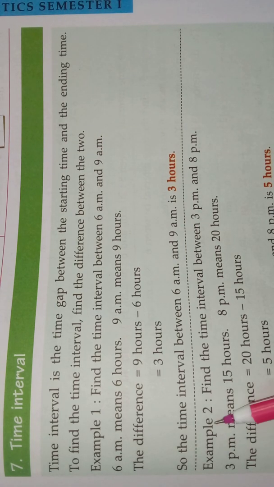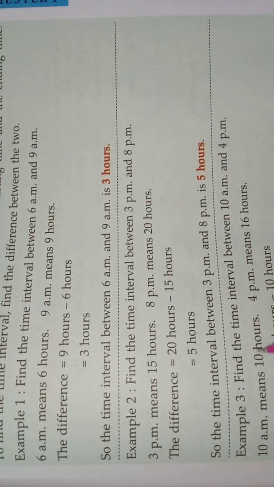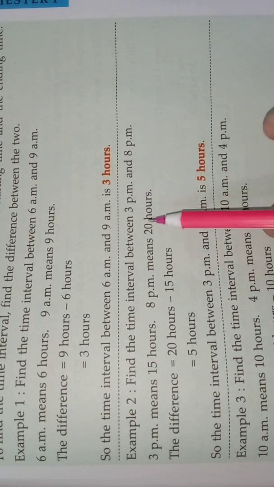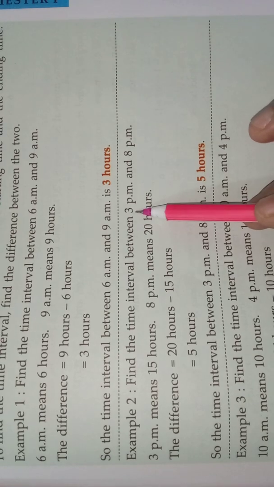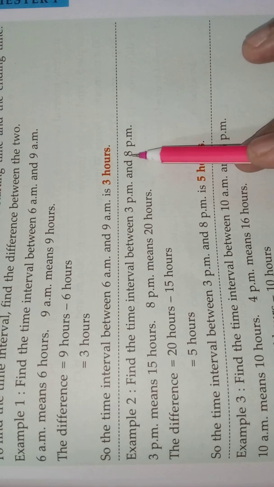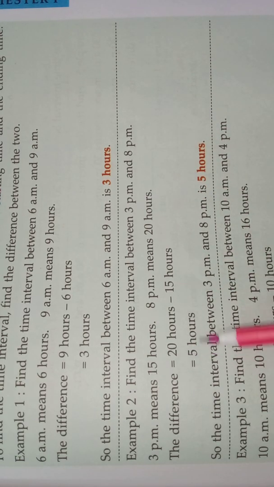Okay. Example 2. Come, we will see. Find the time interval between 3 p.m. and 8 p.m. So, it is in p.m., it is also in p.m. So, we should add it with 12. 12 plus 3, 15. So, 3 p.m. is 15 hours. Here 12 plus 8, 20. So, 8 p.m. is 20 hours. So, the difference is 20 hours minus 15 hours, the end time minus the starting time. So, 5 hours. The time interval between 3 p.m. and 8 p.m. is 5 hours. Understood, children?